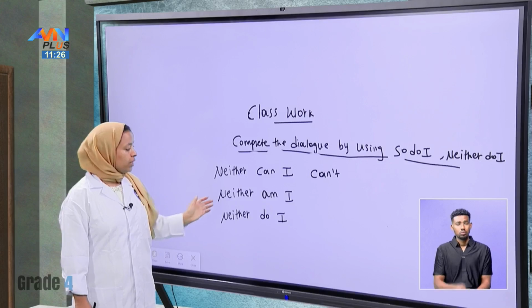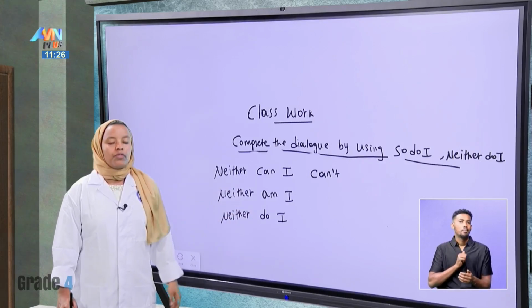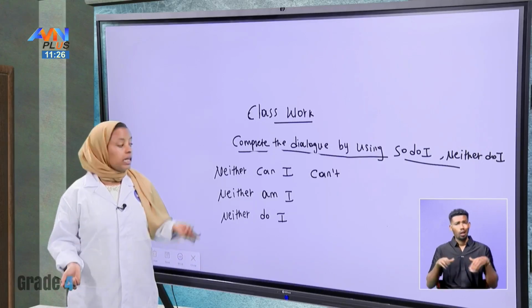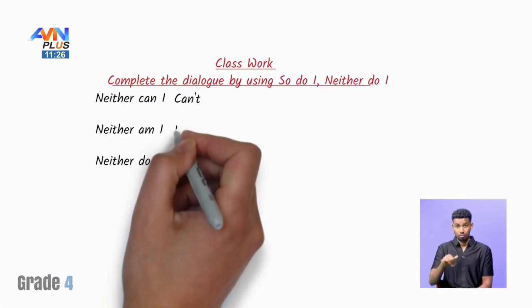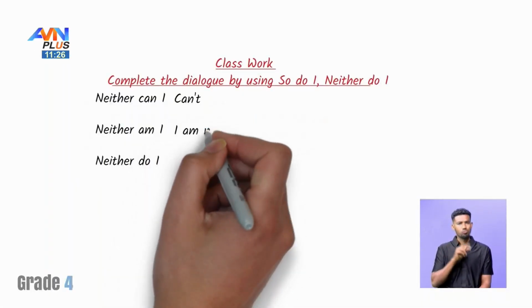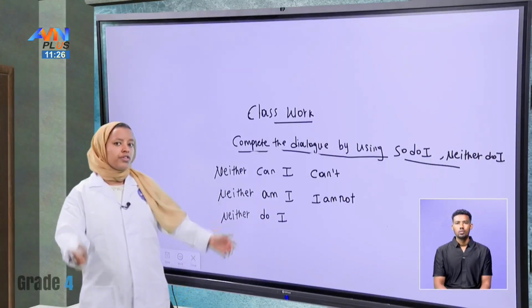The next one is neither am I. For example, if your friend said, I'm not happy, it means you are not happy too. Here, neither am I. So it means I'm not. Here is I'm not. It means I'm not happy. Or I'm not tired. Whatever.